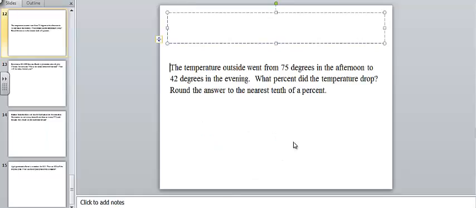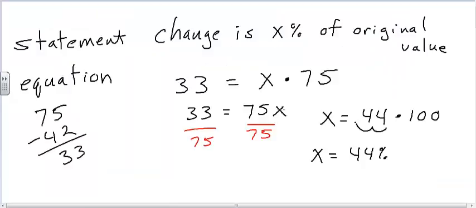And again, the question asks, what percent did the temperature drop? I don't need to round at all because it's a whole number, so we said the temperature dropped 44%.